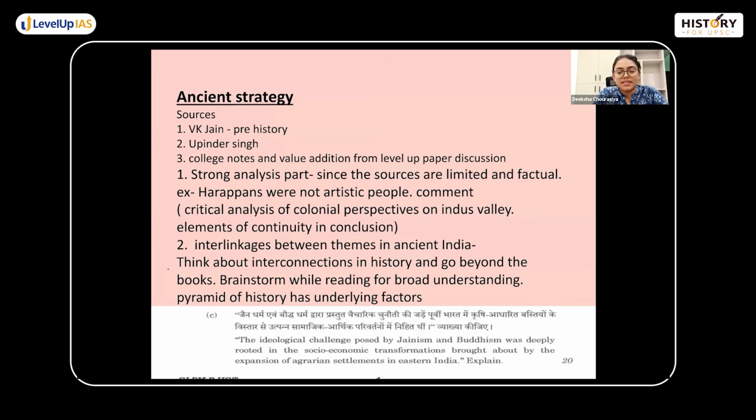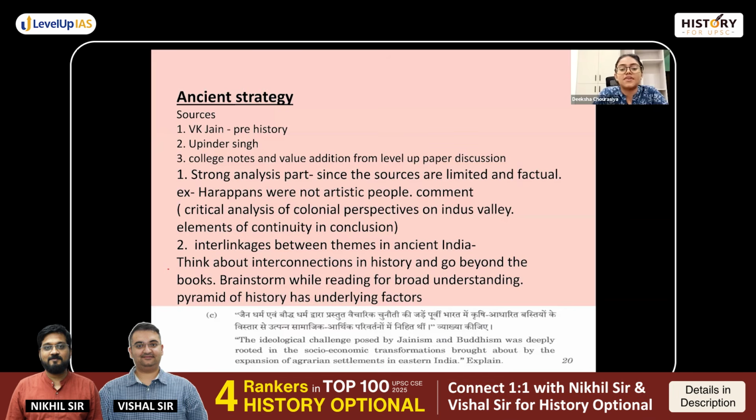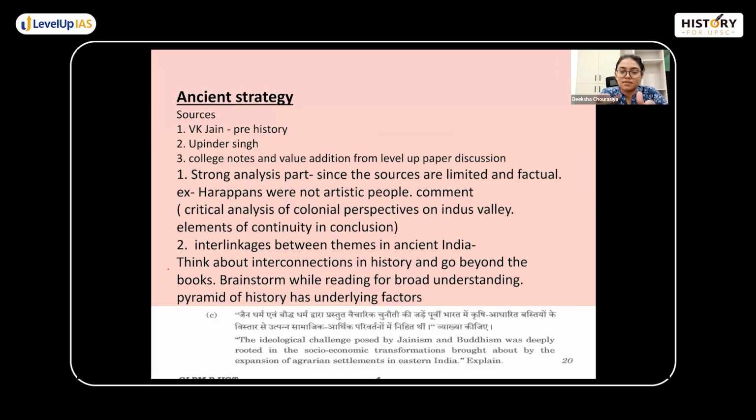Then the second question that comes is how to interlink different topics: religion, art, economy, and especially for 20 markers, they are giving very broad questions that demand a lot of interconnections. So for that, I think you have to brainstorm a lot. Just like essay, जब अपन essay attempt करने जाते हैं, you first sit with it and brainstorm it.